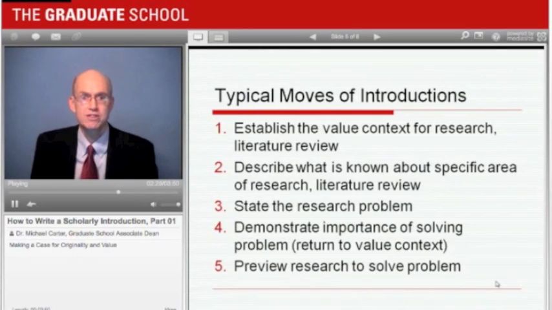Now here are what I call the typical moves of introductions. First, they establish the value context, and there is a brief literature review connected with that. Second, it describes what is known about the specific area of research in the thesis, and of course a review of literature there as well. The critical part is to state the research problem. And after that, you would demonstrate the importance of solving that problem by returning to the value context. And then it typically ends with the preview of the research that you will use to solve the problem.